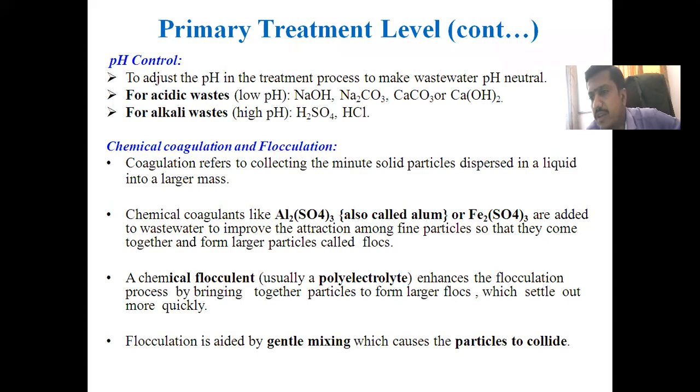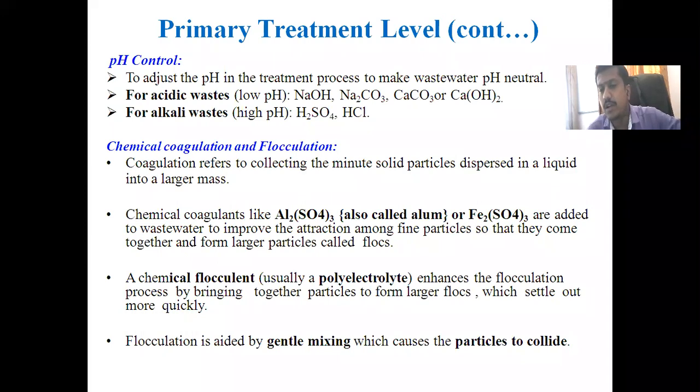So continuing with the primary treatment levels, pH control: how to control this pH. We adjust the pH in the treatment process to make the wastewater pH neutral. Our wastewater may be of two natures: it may be acidic wastewater or it may be basic wastewater, correct? So we have to neutralize the pH of that wastewater. And for doing so, we are going to treat that wastewater with some specific chemicals, and then we neutralize the pH, or we can control the pH.